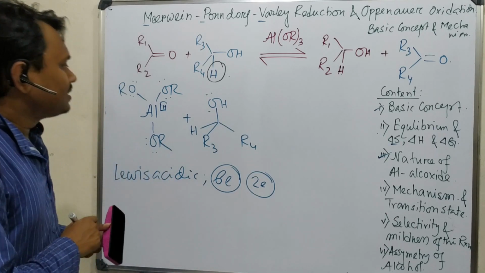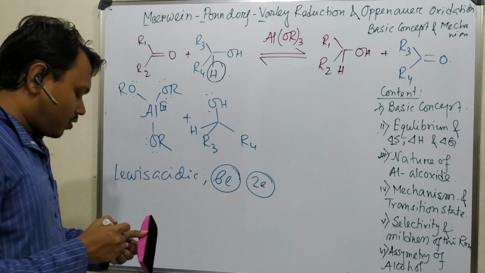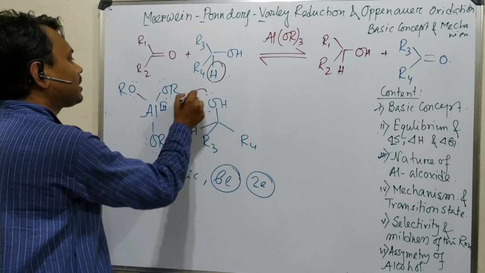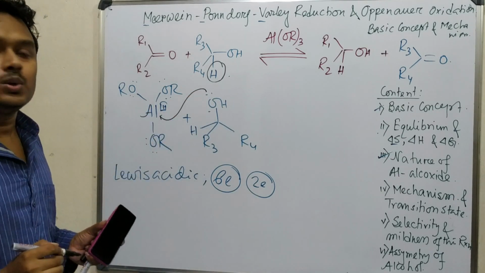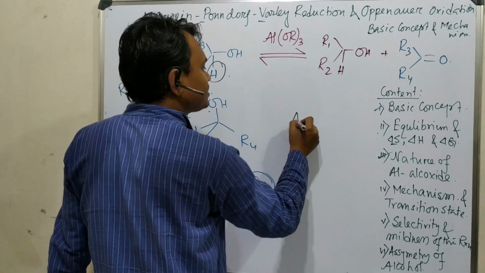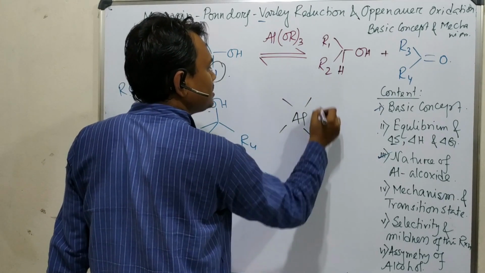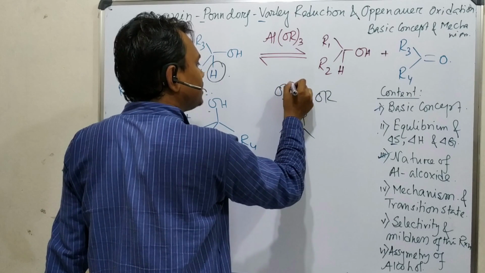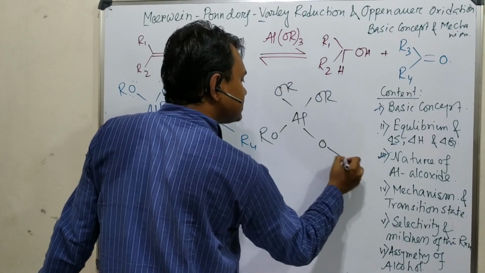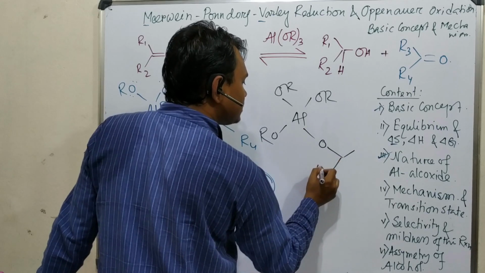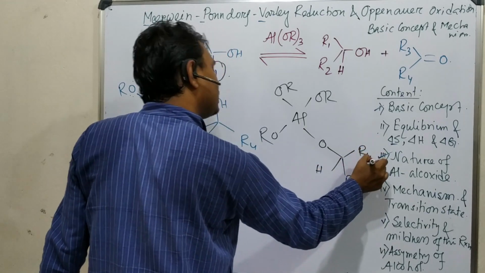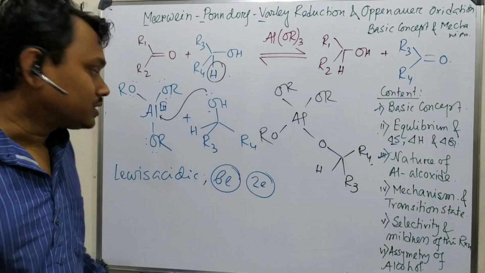For that purpose, this alcohol can go and coordinate. What do I mean? This alcohol can come and coordinate to this center. So what will be the thing? First it will form a tetrahedral intermediate, meaning aluminium, this four-coordinate intermediate. And here, for example, this is R3, R4. Fine, no problem about this.